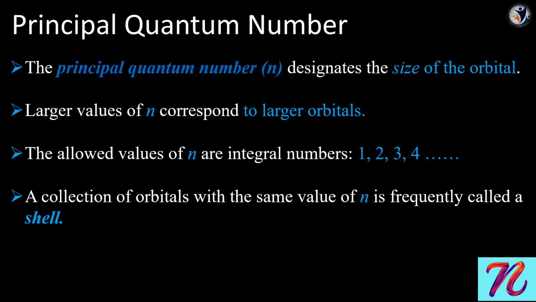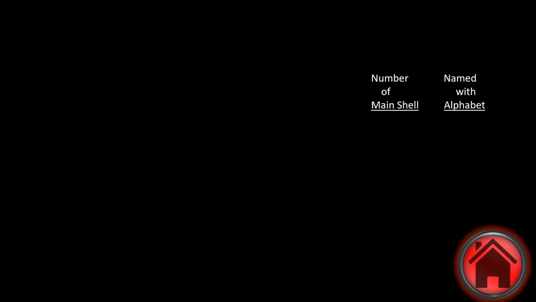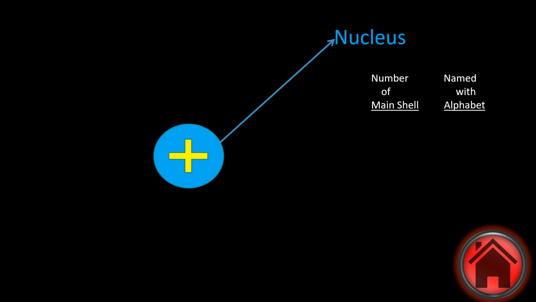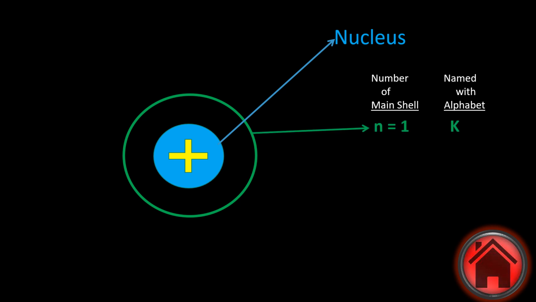Now let's see what the number of the main shell is and which alphabet it is named with. Let us take the nucleus. Now here is one orbital, that means this is the shell, children. What is this shell number? n equals 1, and that is named with the alphabet K.